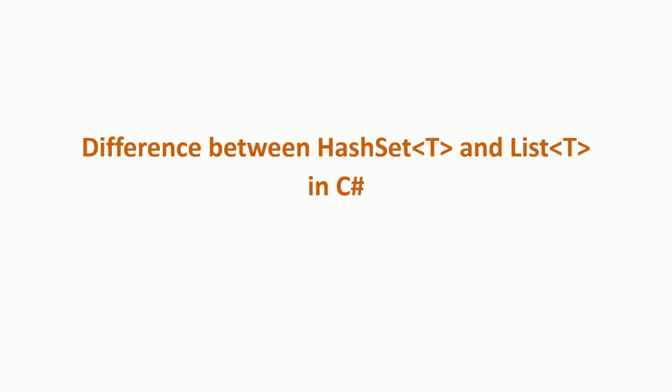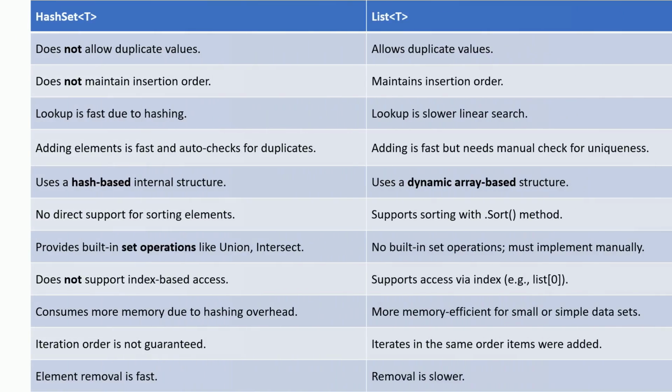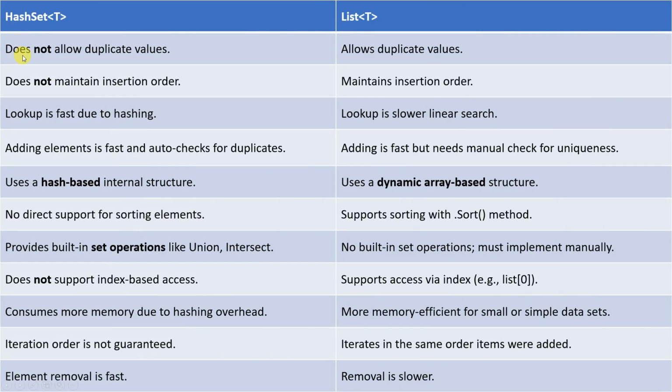In this video, I am going to explain the difference between HashSet and list in C#. So let's start. The first difference is HashSet does not allow duplicate values, whereas list allows duplicate values. HashSet does not maintain insertion order, whereas list maintains insertion order.